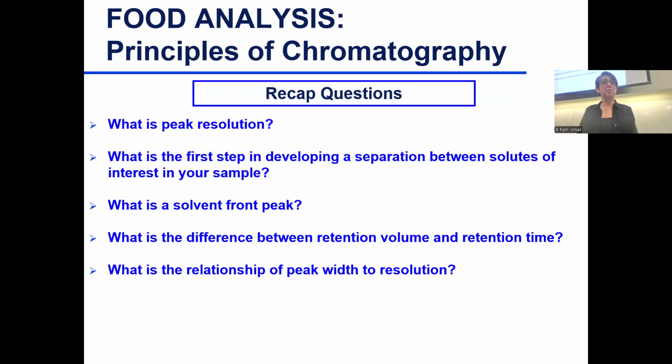Yes. From the time of injection to the time of reaching the detector, the mobile phase matters, because the sample, when you inject 20 microliters, 40 microliters, that's in LC. In GC, it's even much smaller. So it's insignificant. What's significant is the mobile phase that is flowing at a particular rate.